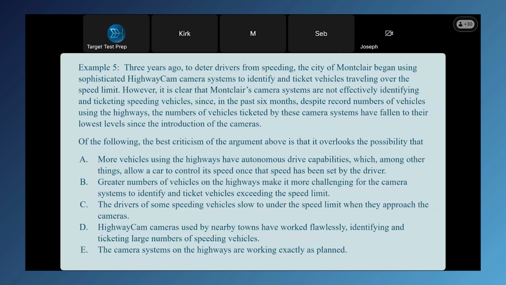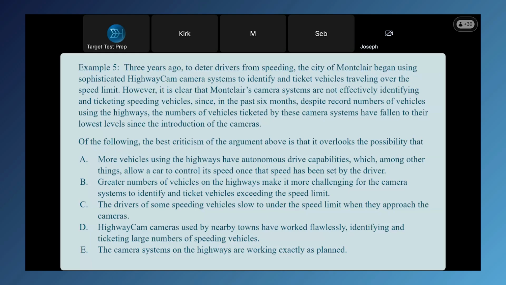D, highway cameras used by nearby towns have worked flawlessly, identifying and ticketing large numbers of speeding vehicles. We don't care about those towns. That is not what we're talking about. Even if all of their cameras are just aces, they're working great, it doesn't mean that these cameras aren't malfunctioning. And E, the camera systems on the highways are working exactly as planned.